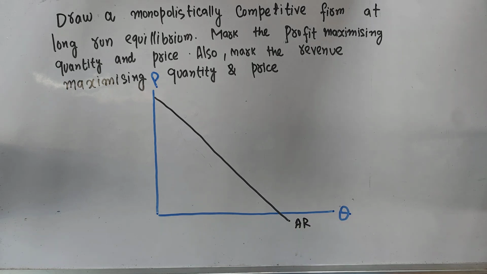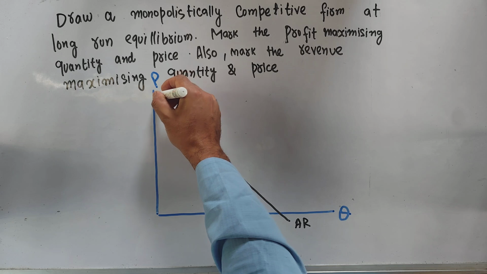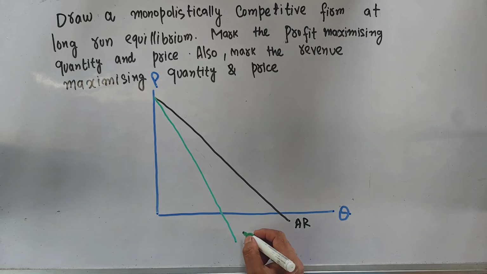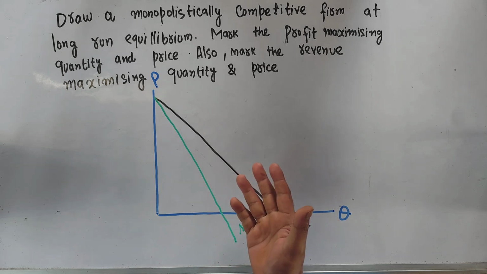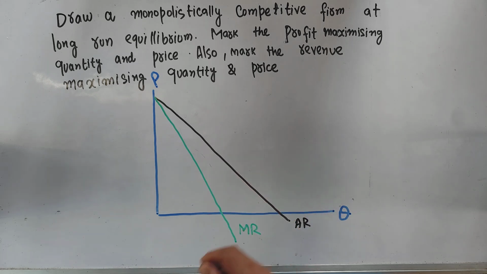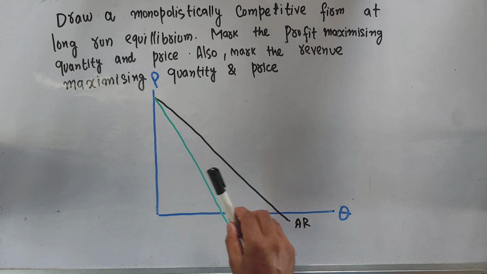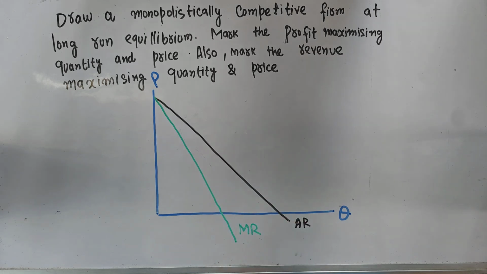Okay, next we will draw the marginal revenue curve also. So the marginal revenue curve will have the same price intercept, but it will be steeper than that of the average revenue curve. So this is what we call the marginal revenue curve. Marginal revenue is lower than demand, since firms do not price discriminate and must lower their prices on all units when they produce more. That's why the marginal revenue curve is below the average revenue curve. That is, our marginal revenue curve is steeper than that of the average revenue curve.